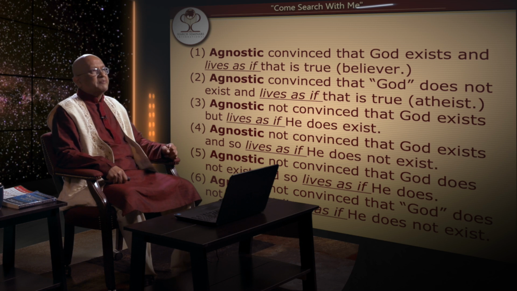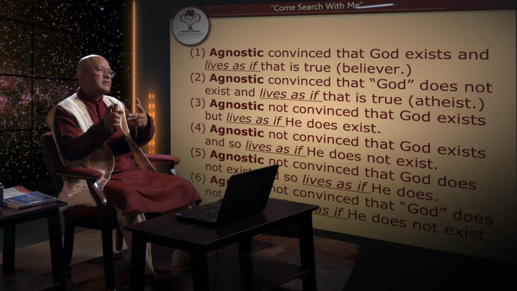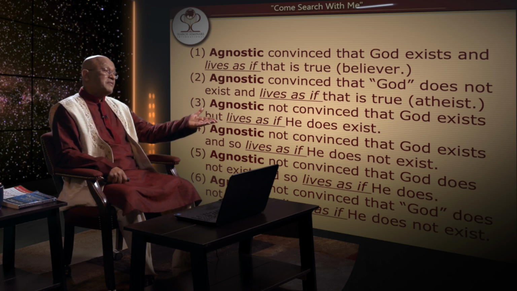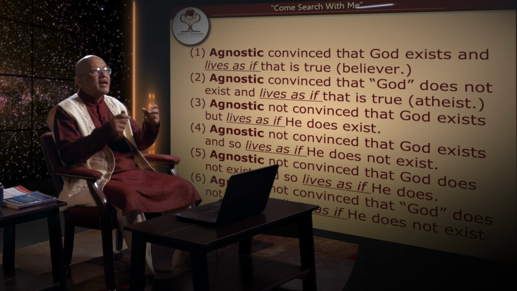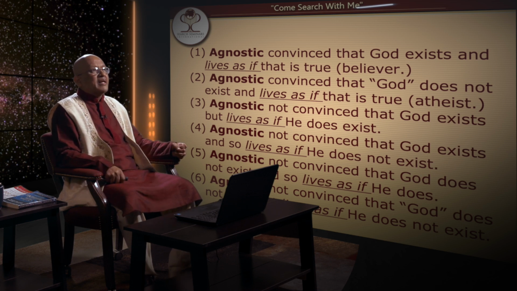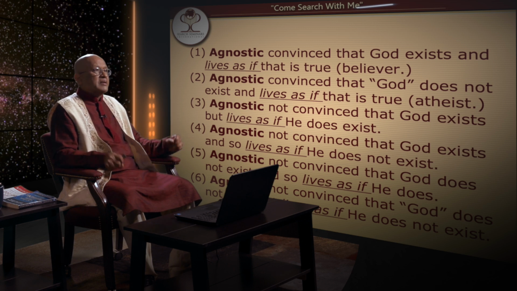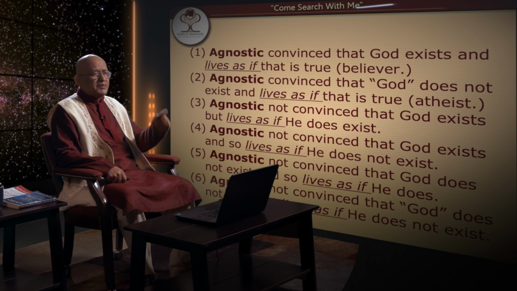Agnostic 1, if you look at the description, is convinced that God exists and lives as if he exists. He's a believer. Number 2 is an agnostic who is convinced God does not exist and lives as if he does not exist. He is an atheist, a disbeliever. The rest, the other 4, are agnostics. So, when you look at those, first of all, all of them are agnostics.